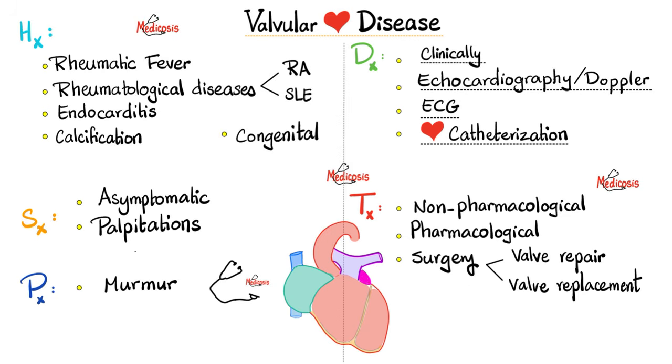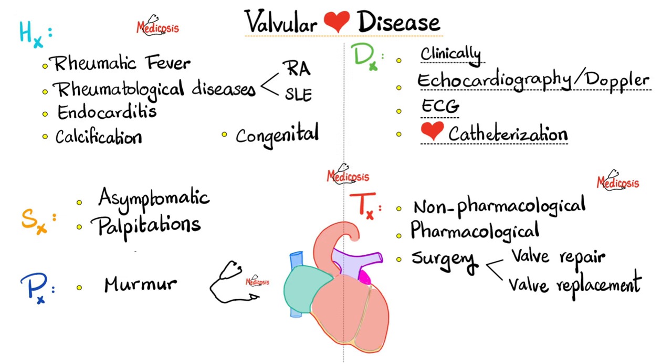Get out of here. How should we manage valvular heart diseases? Non-pharmacological management includes diet, usually low sodium diet. Exercise is important. Depending on the disease and the symptoms, pharmacological treatment can help. For example, if we have symptoms of congestive heart failure, we can give diuretics. And then, when there is a problem in the valve, we can do surgery. You can repair the valve, or you can replace it with a new valve.